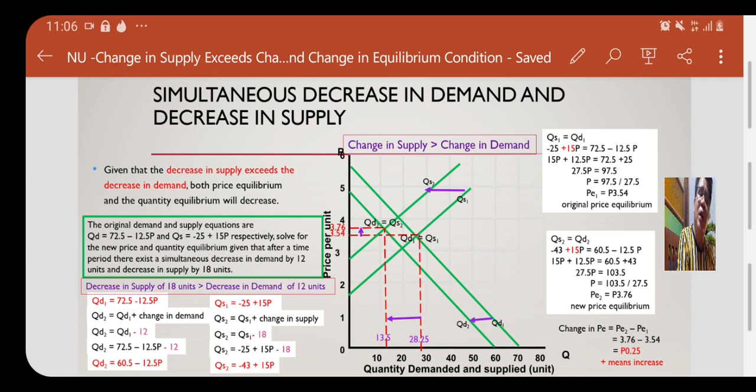And so the change in supply by 18 is far greater than the change in demand by 12. This illustrates the situation that the change in supply exceeds the change in demand. Specifically, a decrease in supply is 18 while a decrease in demand is 12. Given the original equations of demand and supply, adding to them the change in demand or change in supply, we can derive the new demand and supply equations. In this slide, the new demand equation is 60.5 minus 12.5p, while the new supply equation is negative 43 plus 15p.